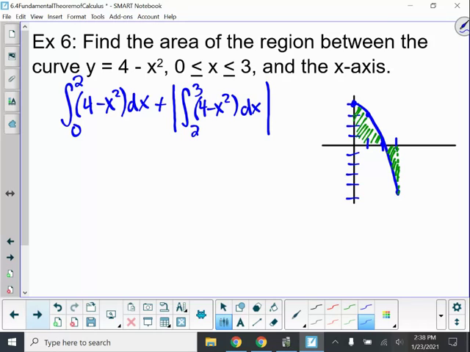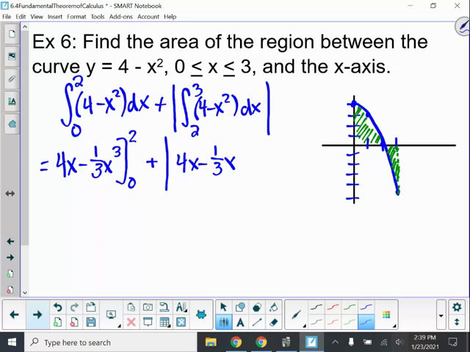This one, because of the way it's worded, it doesn't just say find the area below the curve of the region. It says find the area between this and the x-axis. So that piece that would normally be negative, we're actually going to consider that a positive. So I've got to do my antiderivatives. It's going to be 4x minus 1/3 x cubed, evaluated from 0 to 2. And then I would add to that the absolute value of 4x minus 1/3 x cubed, evaluated from 2 to 3.